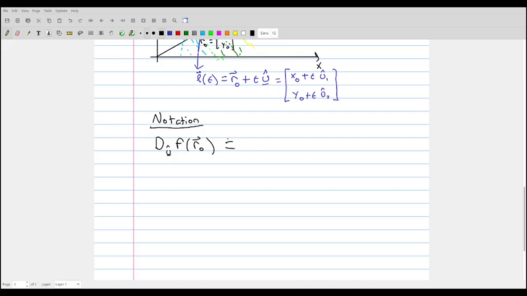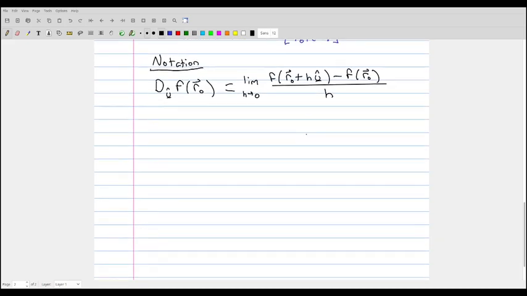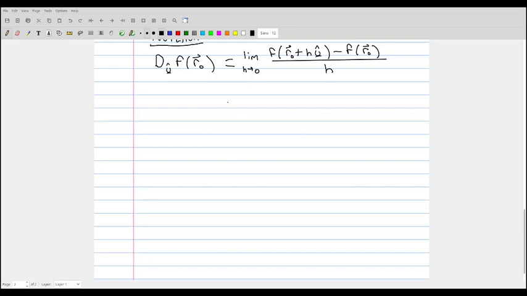We say that this is equal to the limit as h goes to 0 of the function value at r naught plus h times u hat, minus the function value at r naught, divided by h. And this is actually a formula that holds in general for any number of variable functions. This process works directly in 3D or 4D, any number of variables f can be.